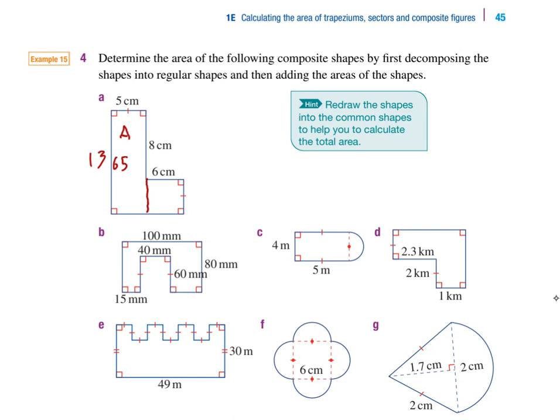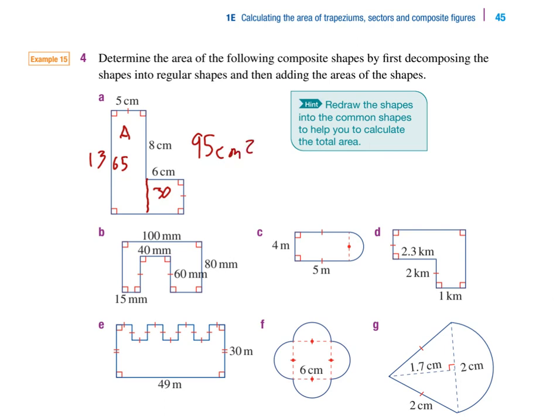Okay, this remaining part is 6 across. It's 5 up, as we can tell by the dash. 6 times 5 is 30. If this piece is 30, that one is 65. We add them together, 95 centimeters squared.